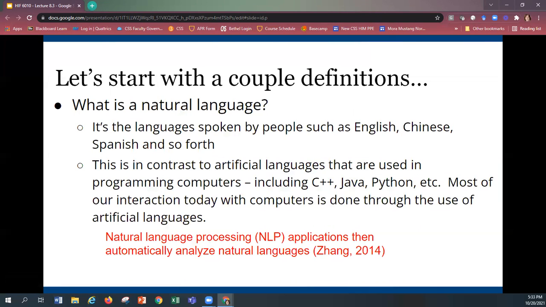So to explore this further, let's start with a few more concrete definitions. So what is natural language processing? What is natural language? Well, first, it's languages spoken by people such as English, Chinese, Spanish, and so forth. In contrast to these languages, we have artificial languages that are used in programming computers. Such languages as Python, C++, and so forth are used extensively in providing instructions to a computer. Yet there are few people that actually speak the language. Natural language processing applications then are used to automatically analyze natural languages, looking for patterns in the information that allow us to derive meaning.